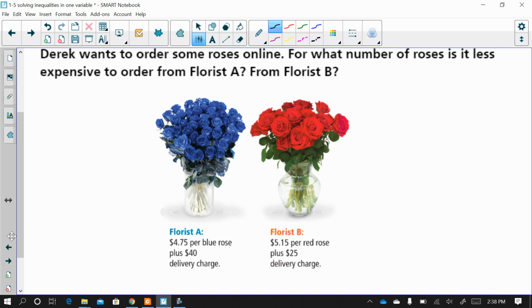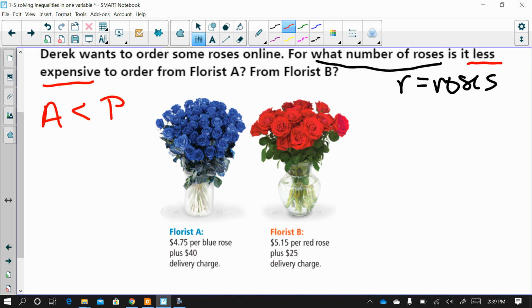So what are we trying to solve for? Well, it tells us right here. What number of roses? Okay, so let's say r equals roses. It's always a good idea when you're doing word problems to label your variables. Helps you keep track of it. Especially when we get to systems of equations where you have more than one variable happening. Okay, so other keywords you should be popping out. It's less than. Okay, less expensive. So I want A to be less than B. So that's what I'm going to set up.